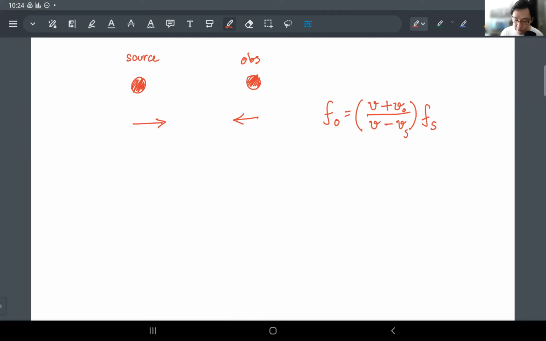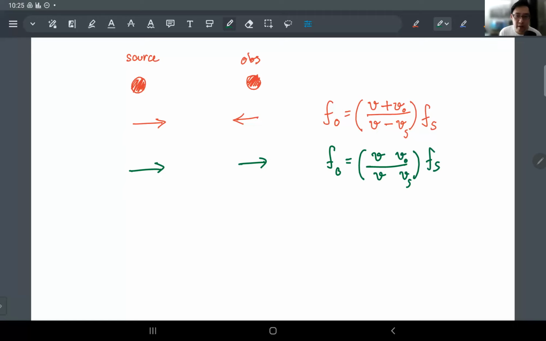Try again. Another case that's possible is the source running in one direction and the observer running away. So they're both running in the same direction. The observed frequency in this case is going to look like this. This is what I'm going to do a million times today. This is the form of it. And then now look at the numerator. The observer is running away from the source. The effect is supposed to be the lower frequency. Lower means a smaller number.